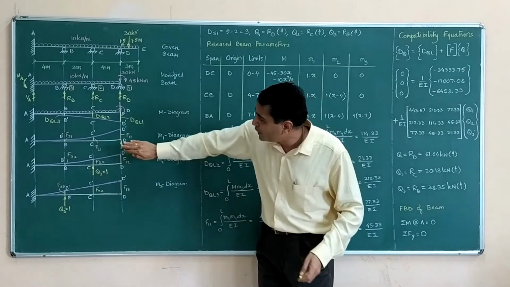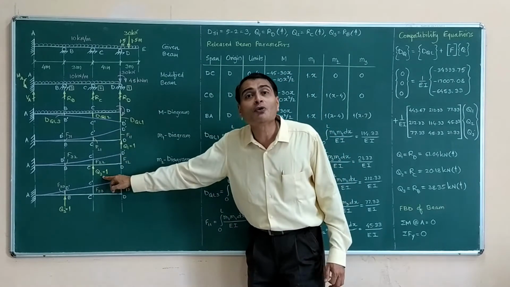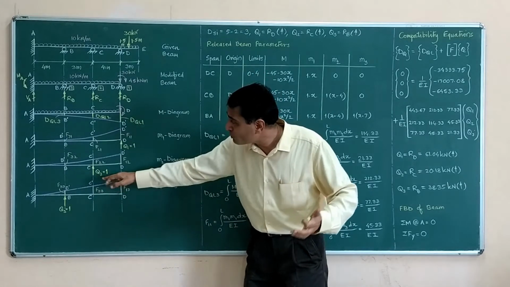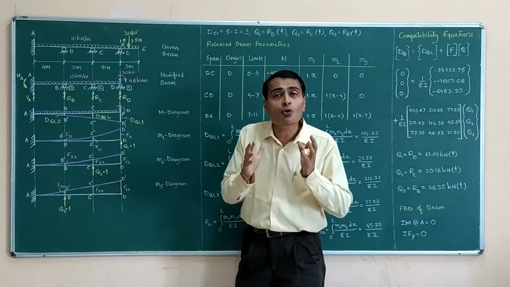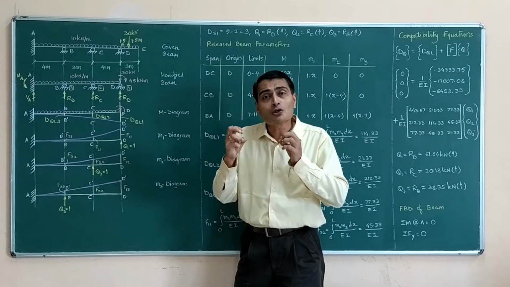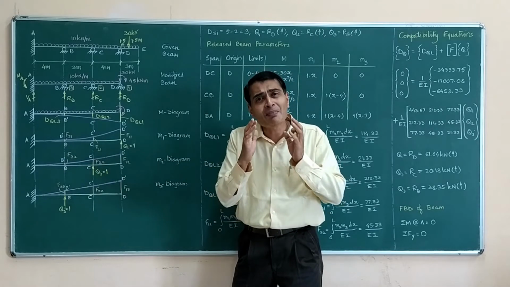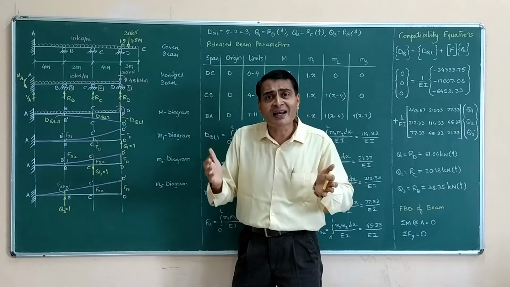Next, I have applied unit value of Q1. Now I am applying unit value of Q2. When I apply unit value of Q2, somewhat like this is my deflection. Try to understand here. You may zoom in if you want to observe carefully, or you may just imagine and take it as read.